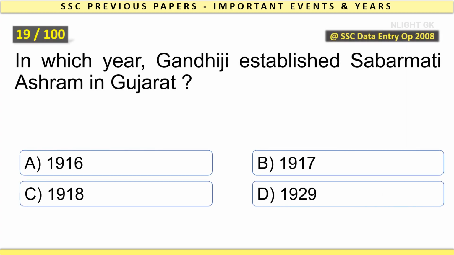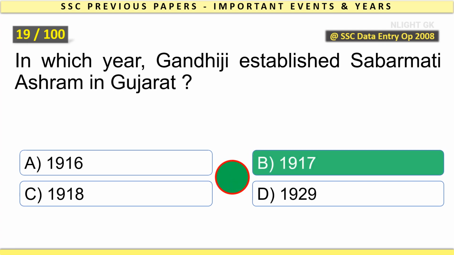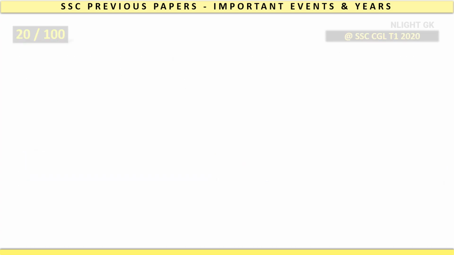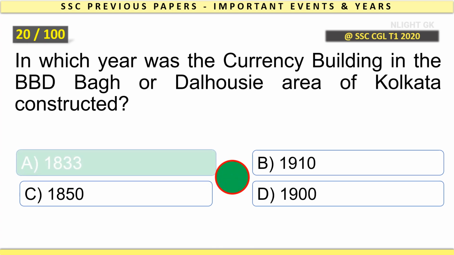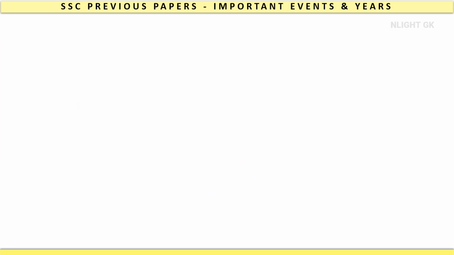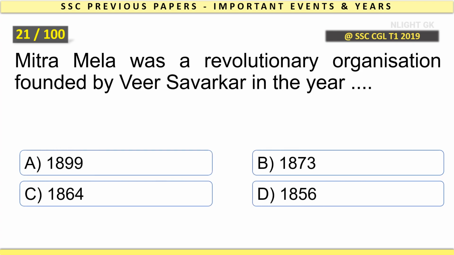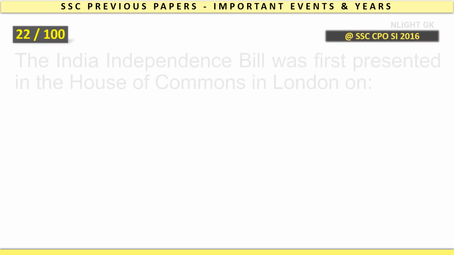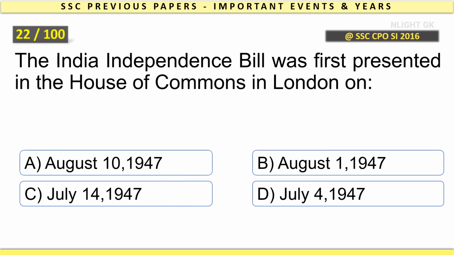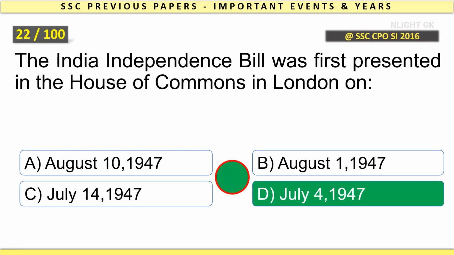In which year Gandhiji established Sabarmati Ashram in Gujarat? 1917. In which year was the currency building in the BBD Bagh or Dalhousie area of Kolkata constructed? 1833. Mitra Mela was a revolutionary organization founded by Veer Savarkar in the year 1899. The India Independence Bill was first presented in the House of Commons in London on 4th July 1947.